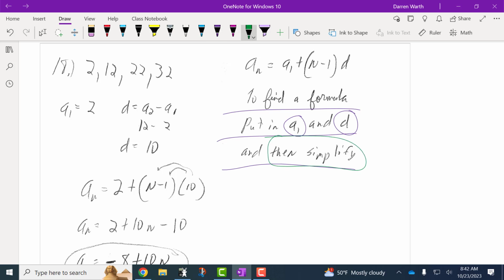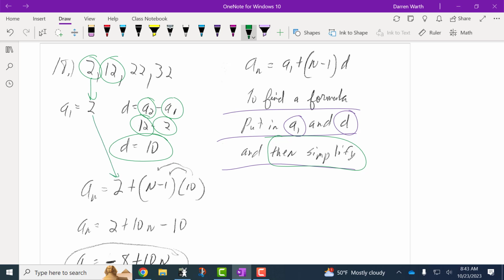So again, remember a sub 1 is this first term. So a sub 1 is equal to 2. My difference, well, if I can't see that going from 2 to 12 I'm adding 10 there, I can take my second term minus my first term. My second term is 12 minus my first term, which is 2, and that difference is going to be 10. So now it's just a matter of substituting all that into the formula.